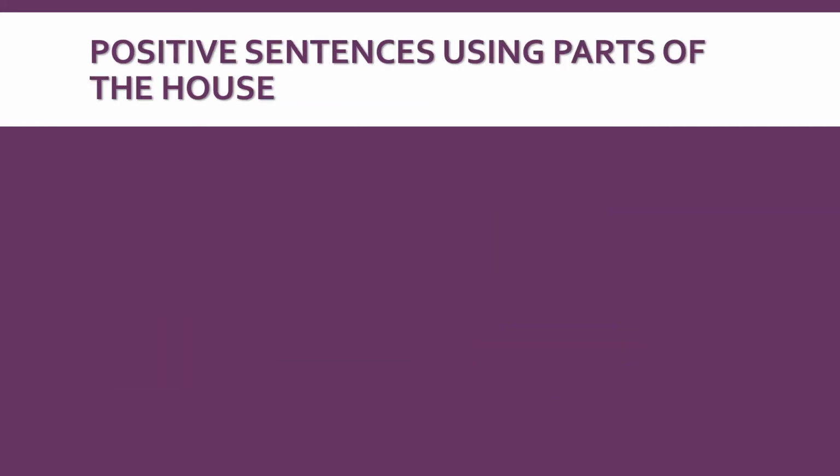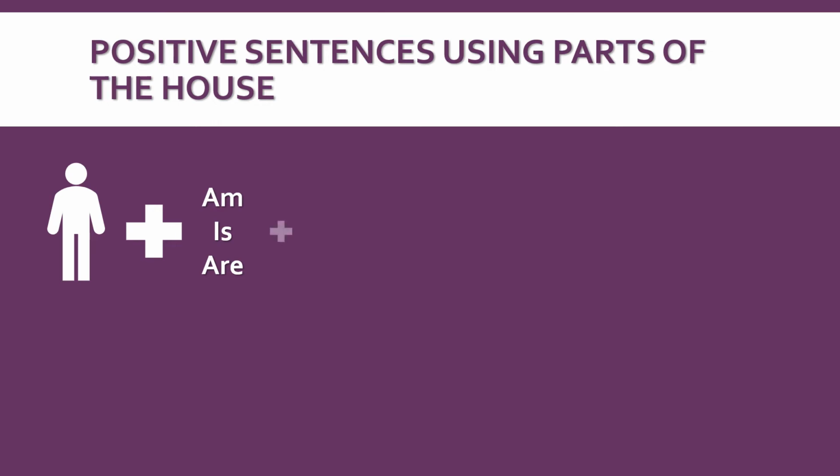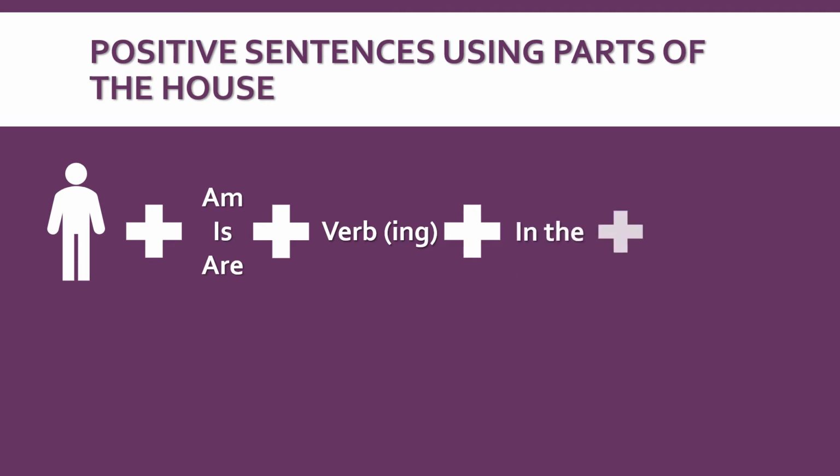Now we're going to see how to create these positive sentences using the parts of the house. So we're going to begin with our pronoun. Next, we're going to use our verb to be, am, is, are, depending on the pronoun. Next, the verb with the ing form. Next, the words in, the, and finally, any part of the house.